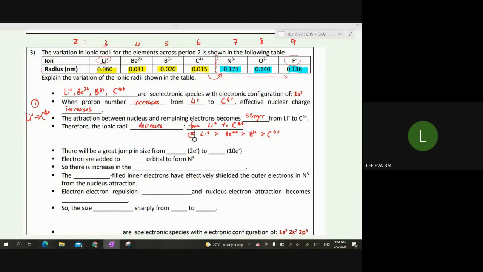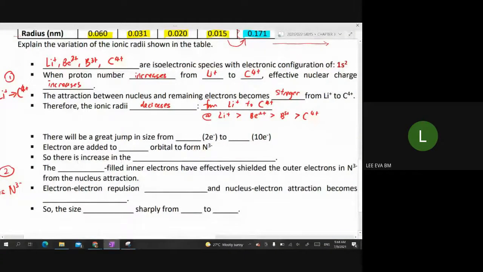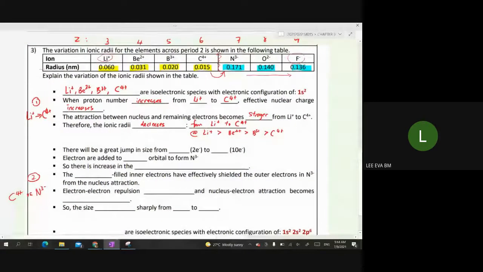Okay, and then the part 2, we're explaining the differences between C positive 4 with our nitrogen, the cation and the anion. Why is it so different? So we will want to see the number of electrons. There will be a great jump in size from which one having 2 electrons? Jangan tanya madam kenapa dapat 2 elektron, awak keluarkan electronic configuration. Lepas tu keluarkan 4 elektron, awak akan nampak. Semua ni ada 2 elektron. Bilangan elektron ini tengok pada proton number, tolakkan dia punya elektron yang awak kena remove.